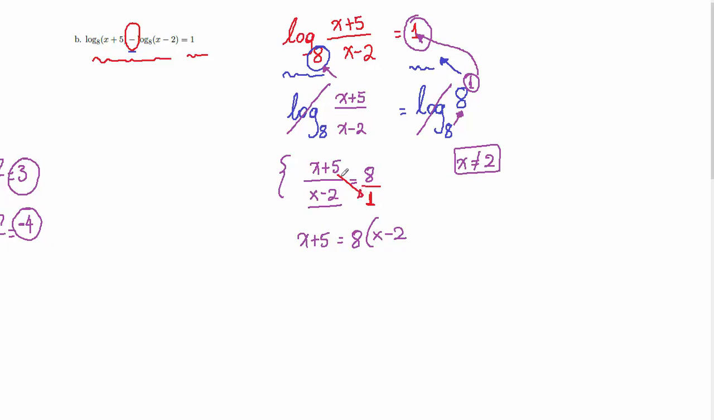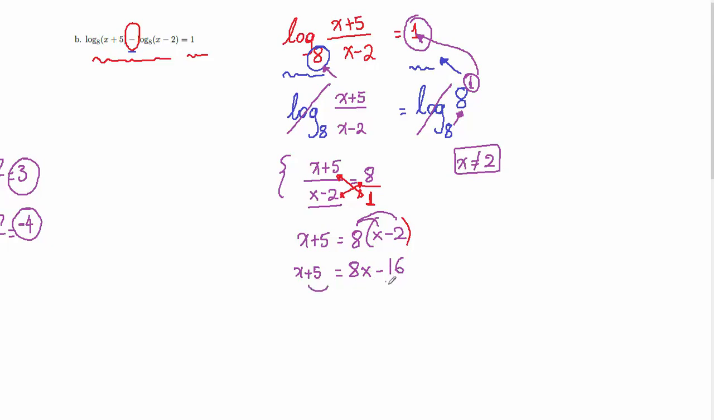I use cross multiply, so I have x plus 5 times 1 on the one side and x minus 2 times 8 on the right side. This is how I created that. And I continue with my solution, and I have to distribute now the 8 inside the parentheses. This is going to be equal to 8x minus 16.